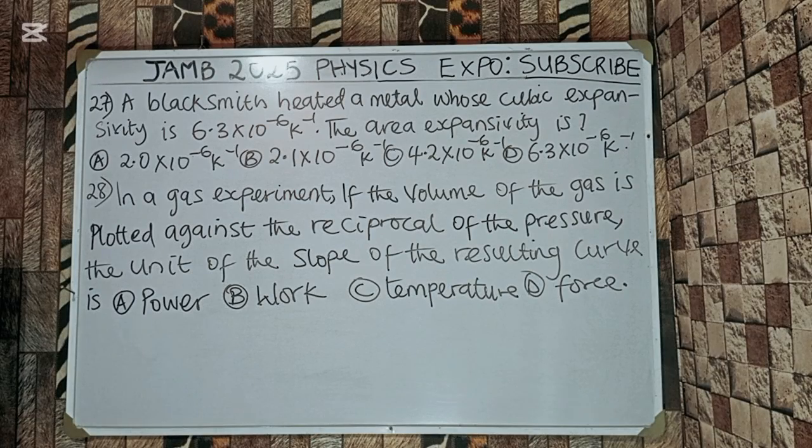Question 27. A blacksmith heated a metal whose cubic expansivity is 6.3 times 10 to the power of minus 6 per Kelvin. The area expansivity is what? Option A, 2.0 times 10 to the power of minus 6 per Kelvin. Option B, 2.1 times 10 raised to the power of minus 6 per Kelvin. Option C, 4.2 times 10 raised to the power of minus 6 per Kelvin. Option D, 6.0 times 10 raised to the power of minus 6 per Kelvin.